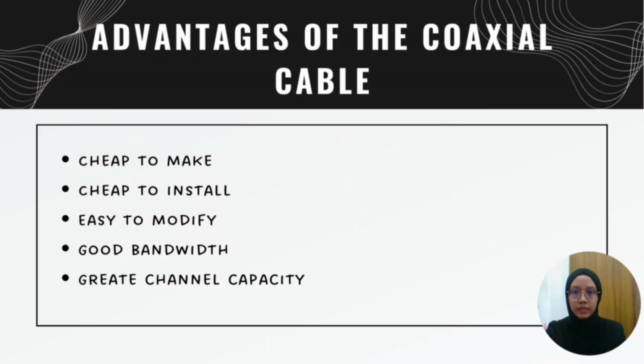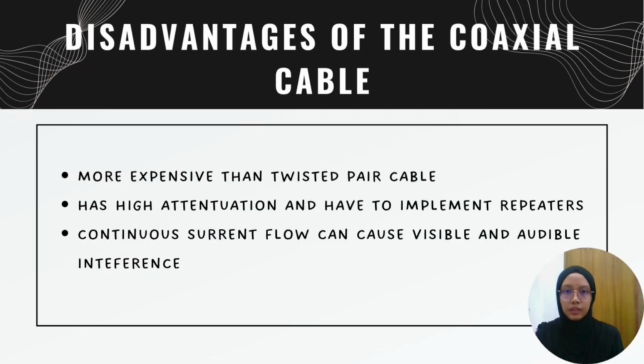wire. The advantages of the coaxial cable are that it is cheap to make, easy to install, easy to modify, and has good bandwidth and great channel capacity. The disadvantages of the coaxial cable are that it is more expensive than twisted pair cable, has higher attenuation, and requires repeaters, and continuous run flow can cause visible and audible interference.